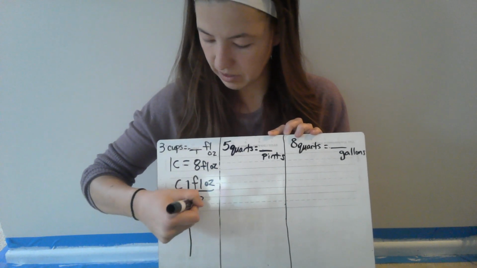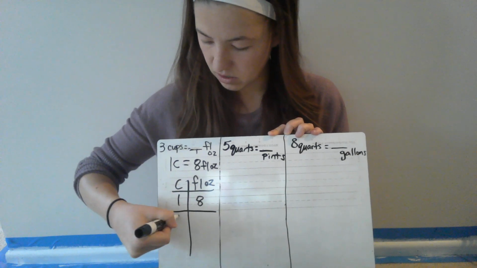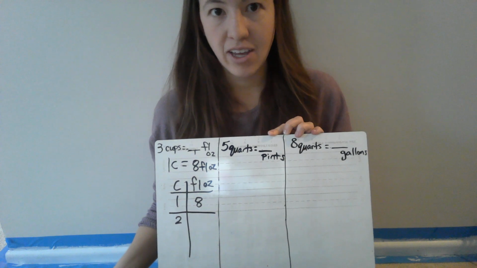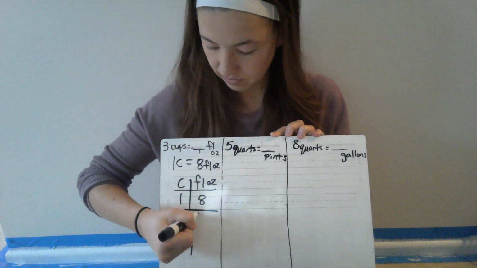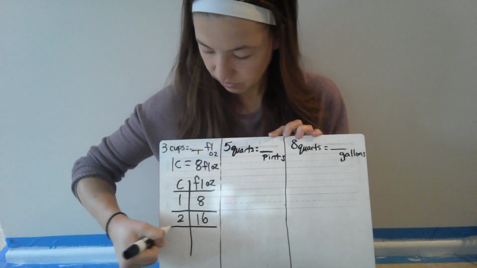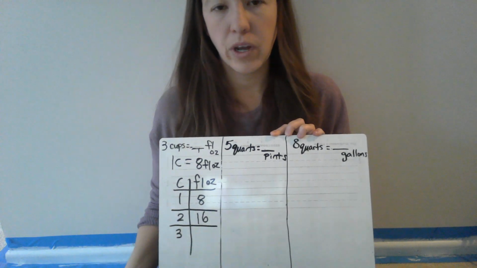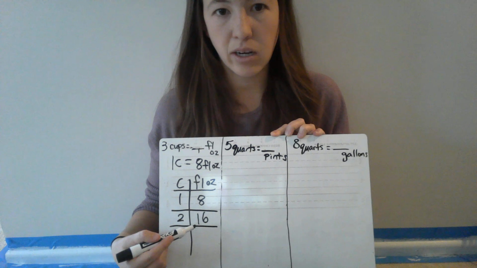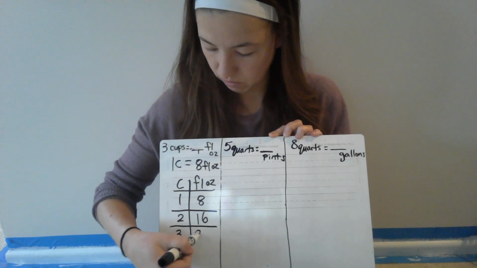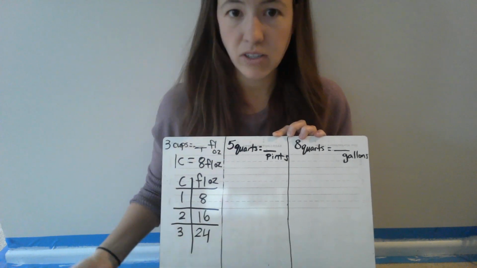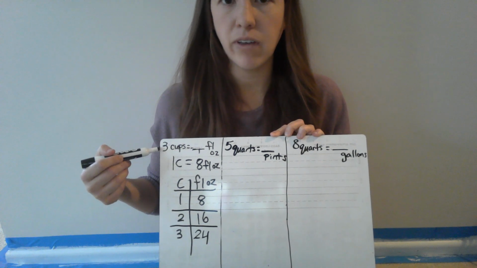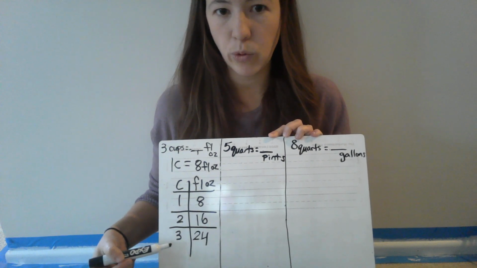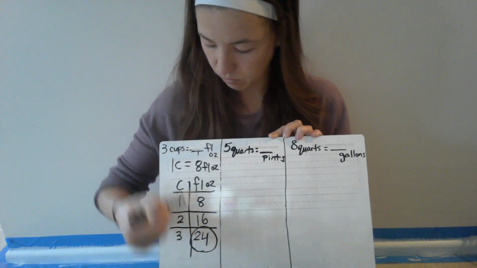Remember that 1 cup is 8 fluid ounces. So 2 cups would be 8 plus 8. 8 plus 8 is 16. 3 cups, so I'm going to add another 8. 16 plus 8 is 24. And I'm going to stop there because the problem wanted me to figure out 3 cups is how many fluid ounces, and my chart is showing me 3 cups is 24 fluid ounces.